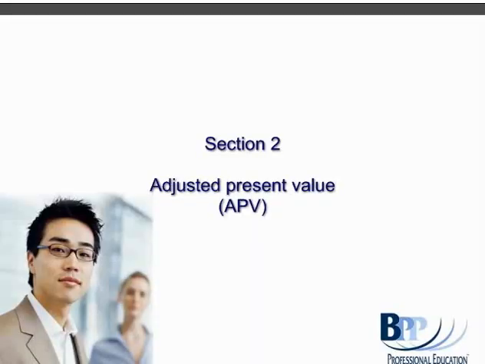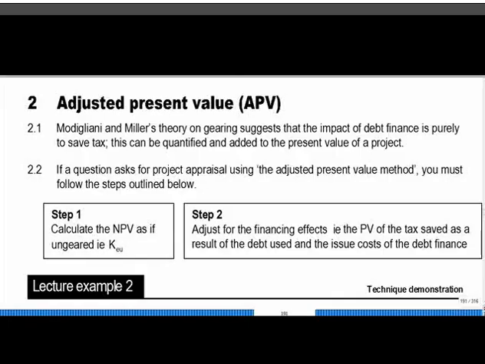Earlier in Chapter 9 we looked at Modigliani and Miller theory. Modigliani and Miller theory of capital structure suggests that where corporation tax is payable, debt finance is always good. And debt finance is good because it saves corporation tax. Now we can take this simple insight and apply it to project appraisal.